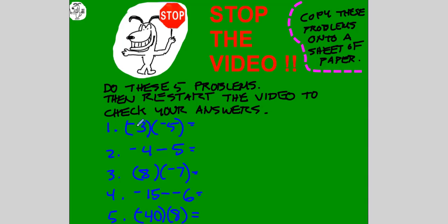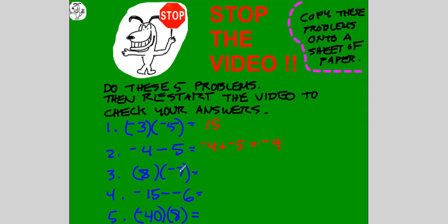Okay, so let's go through these problems. Number 1, -3 times -5. You're multiplying all negatives, so you get a positive. So this is positive 15. So notice I've mixed it up a little here. So number 2, -4 minus 5, that's -4 plus -5. Those are all negatives, so you get more negatives, so that's -9.